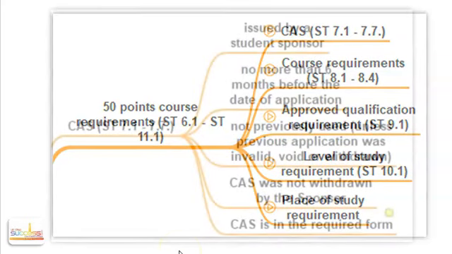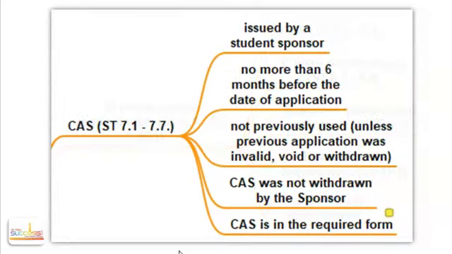Okay, let us have a look at the confirmation of acceptance for studies rules. First of all, it must be issued by a student sponsor, and it should not be more than 6 months old. It can only be used once, and the sponsor should not have withdrawn this confirmation of acceptance for studies. And of course, the confirmation of acceptance for studies will need to be in the acceptable form, but this particular one is not your concern. This is something which the sponsor will take care of.